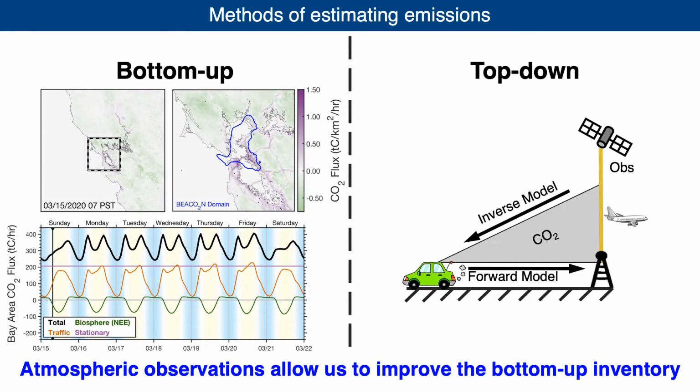There are a couple features I'd like to point out. I'll start with the biosphere, or the green line on the bottom. So our biosphere estimate comes from measurements of solar-induced chlorophyll fluorescence from the TROPOMI satellite. We see large uptake of carbon from plants during the middle of the day.